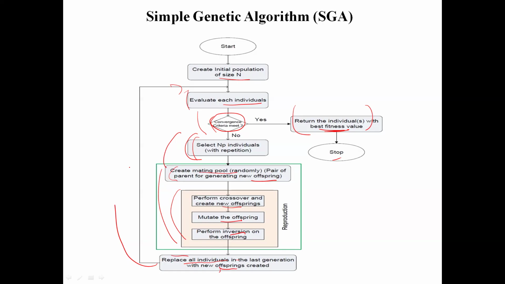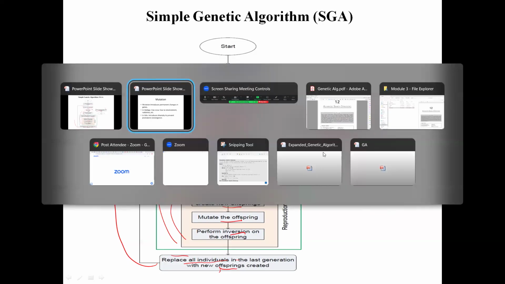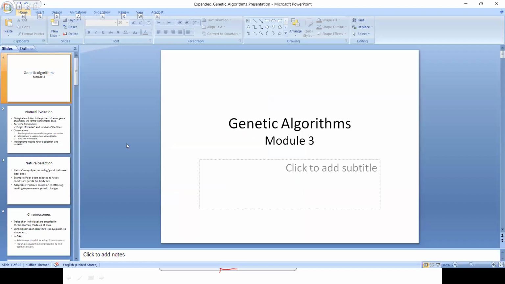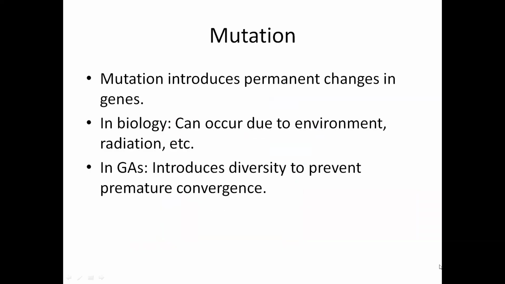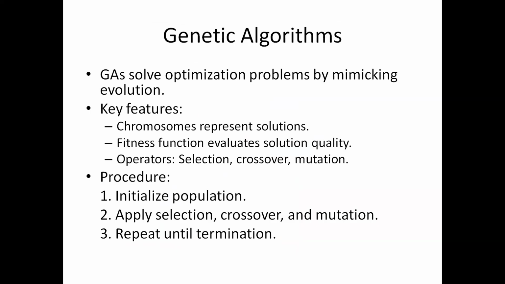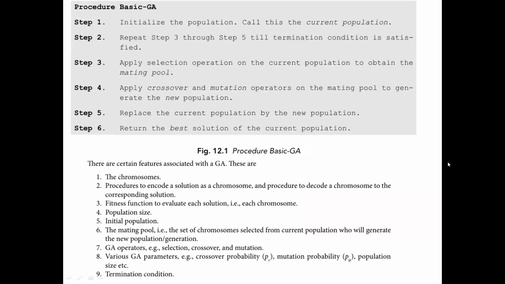Okay. Now moving on to the graph that is shown in our textbook. We'll just look into that. So this is the basic procedure and the graph given in our textbook. There are many features associated with the genetic algorithm, like I said before. The chromosomes are what we are trying to encode, and the procedures to encode this chromosome, then to find a corresponding solution. Fitness function to evaluate each of the chromosomes or solutions.